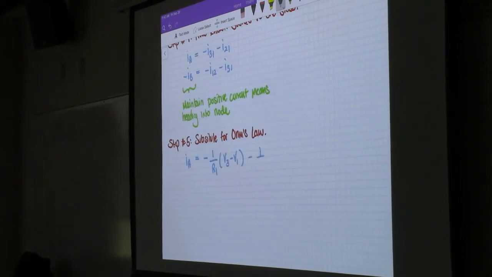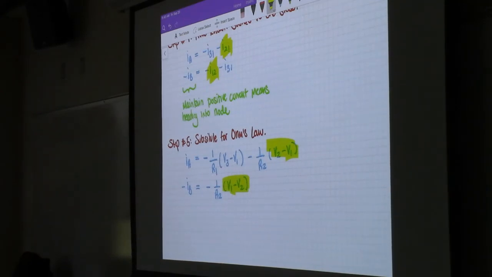So we'll have 1 over R2, V2 minus V1. Negative IB equals negative 1 over R2, V1 minus V2. Note here, the directions and the order of the subscripts corresponds to how we use them below. I21 is calculated using V2 minus V1 because the direction is node 2 to node 1. I12 is calculated using V1 minus V2 because the direction is node 1 to node 2.